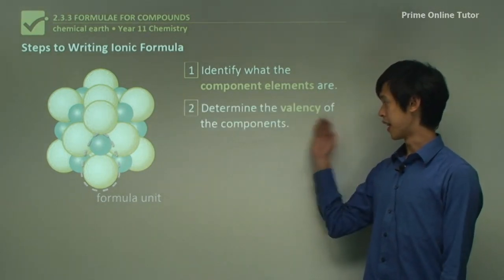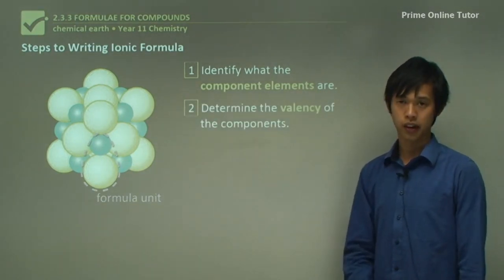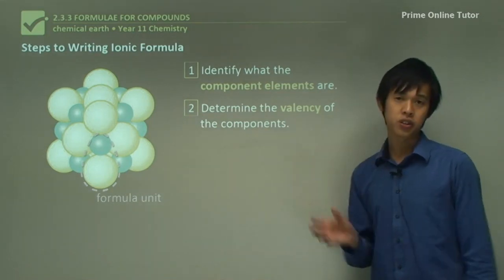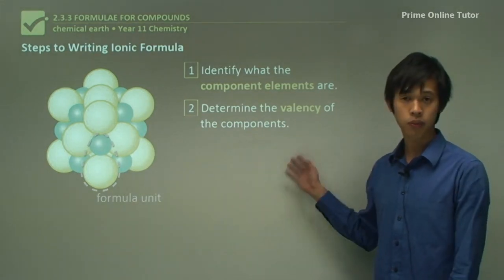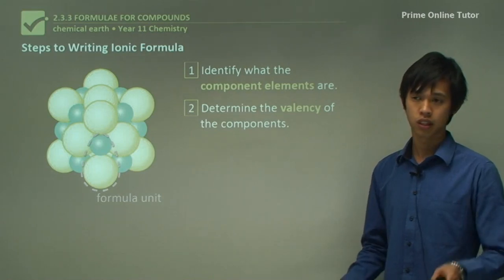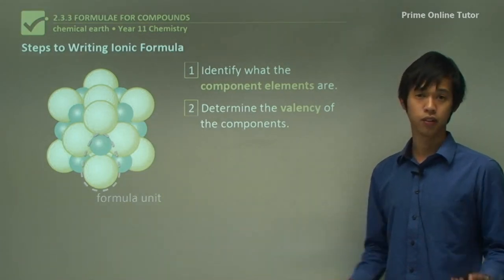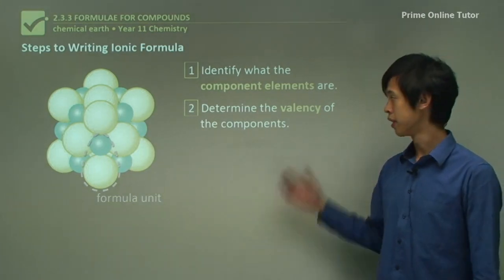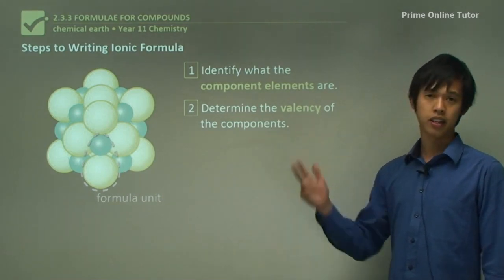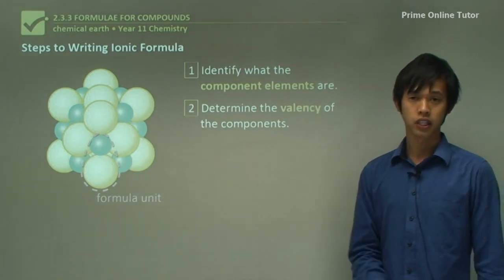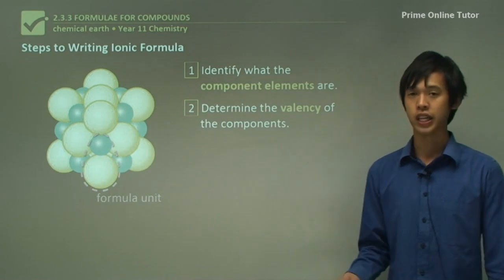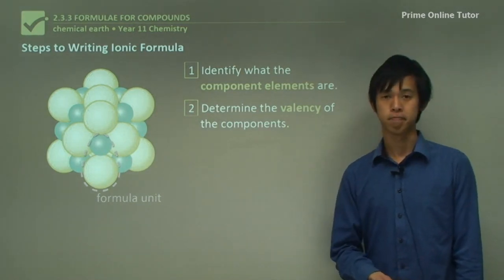Then you have to determine the valency of each component. We can do this using the periodic table, or if your memory is really good, maybe your teacher has given you a table of valencies and you just remembered them all. You can use the periodic table, but some polyatomic ions like carbonate or nitrate, you'll have to just remember off by heart.